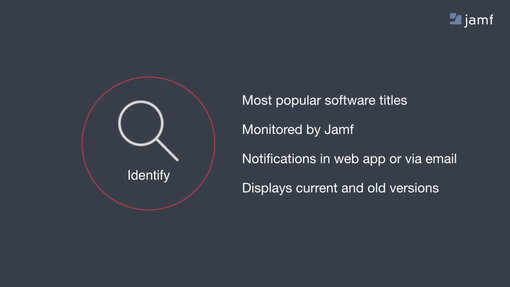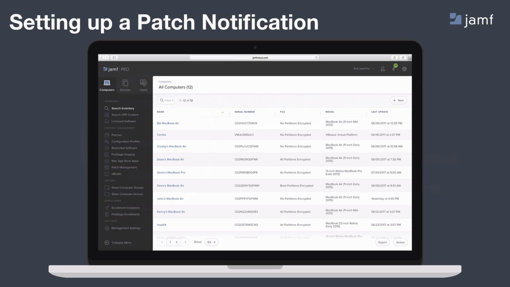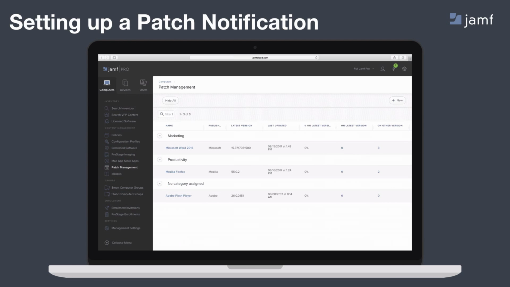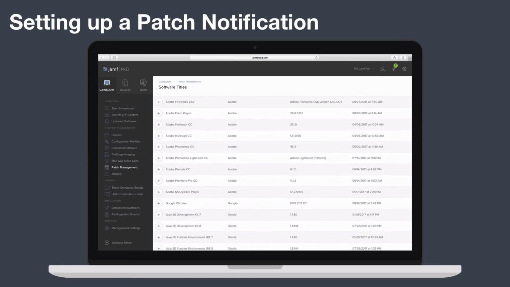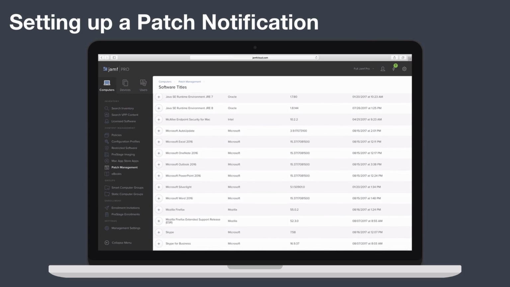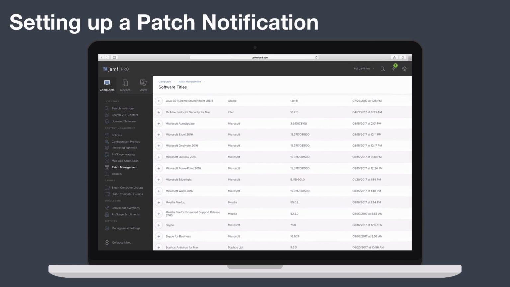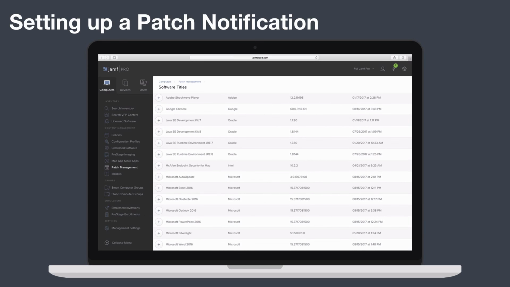And to see what this process looks like in Jamf Pro, let's switch back to our server. First, let's navigate to patch management from the sidebar, and then choose the new button at the upper right. Here we can see the software titles that Jamf currently tracks. For this example, we're going to be using Google Chrome, an app that always seems to have an update available.